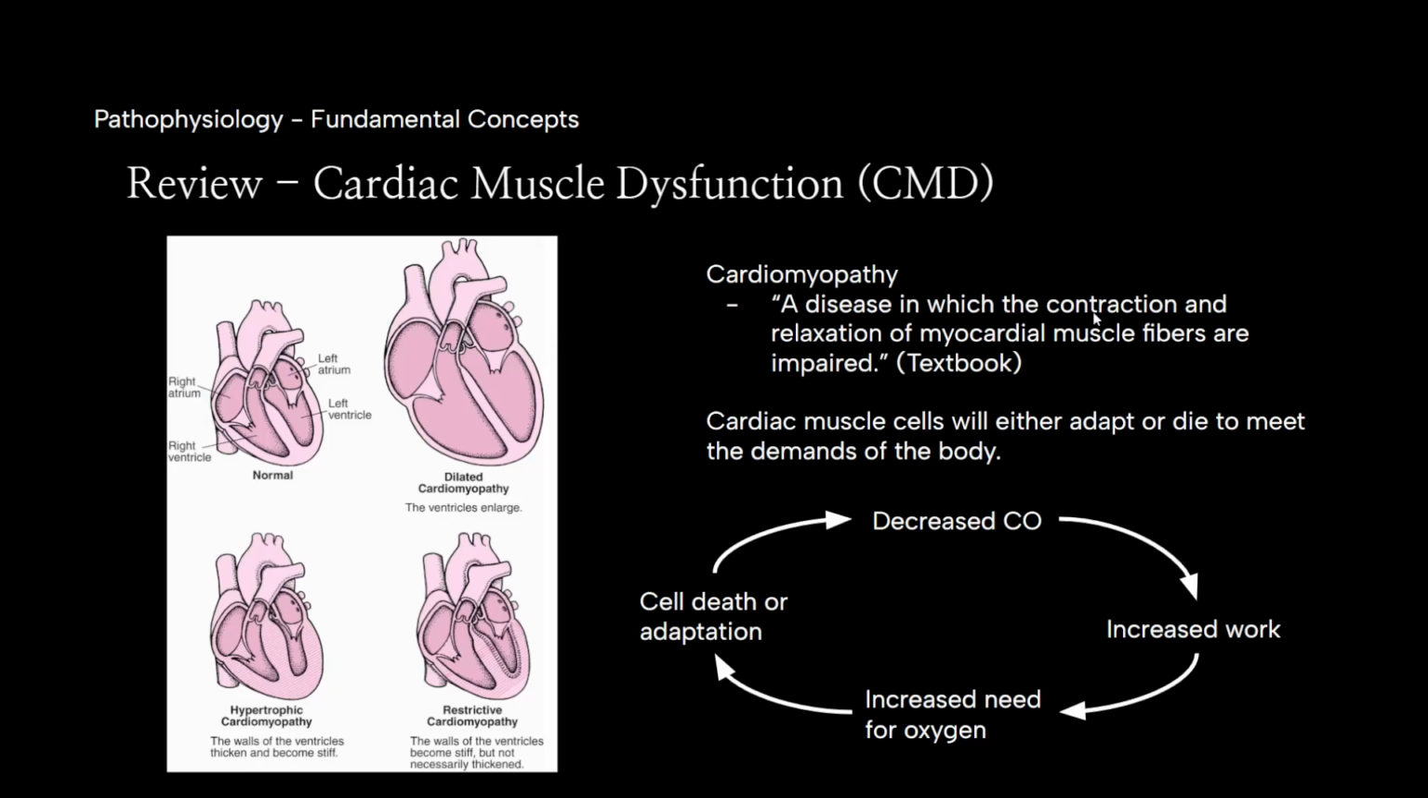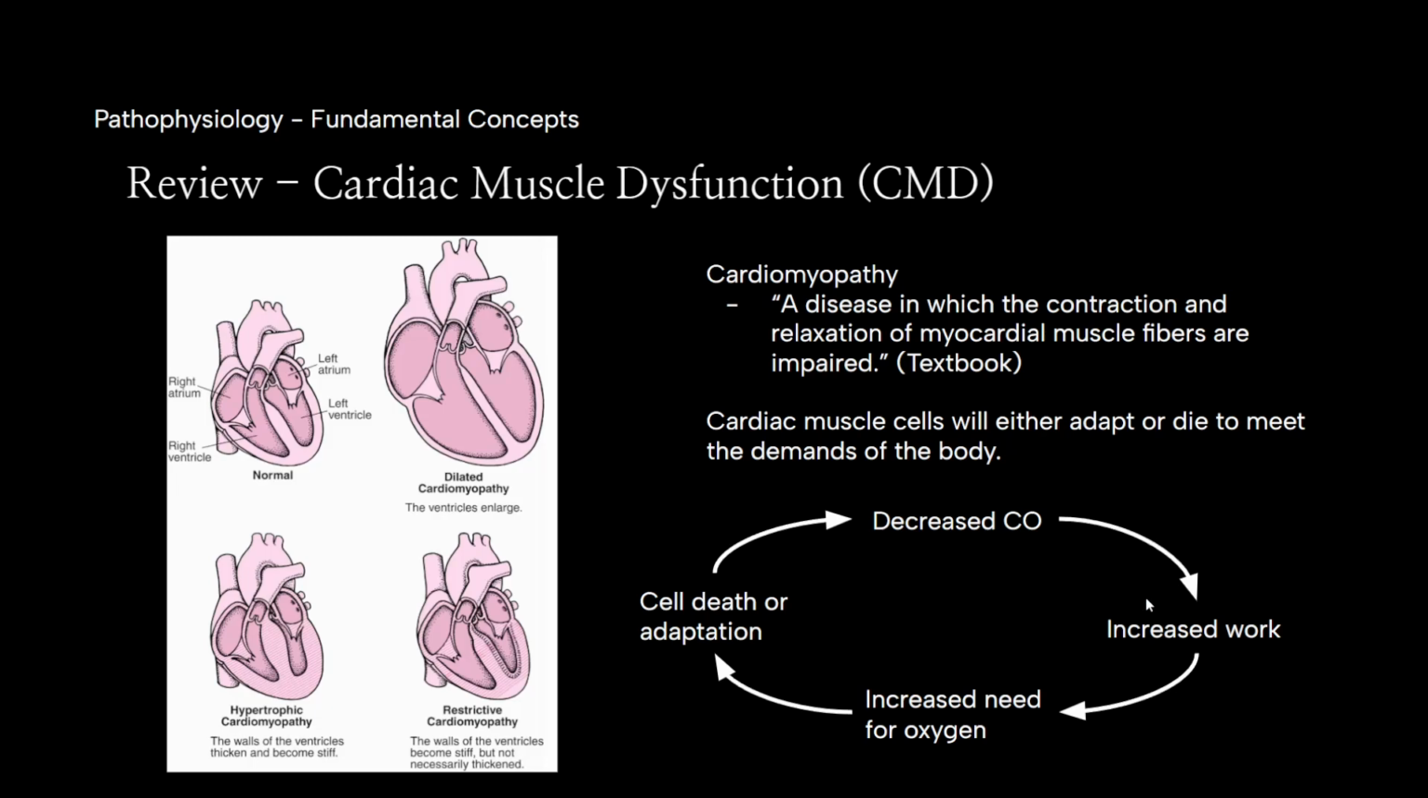This is kind of a general concept that we're going to have to come back to time and time again throughout this. So in general, cardiomyopathy is a disease in which the contraction and relaxation of myocardial muscle fibers are impaired. Cardiac muscle cells will either adapt or die to meet these demands. So with a decreased cardiac output, the body changes to increase work, whether we need more stroke volume to increase cardiac output, or we need to increase heart rate, or whatever mechanism.